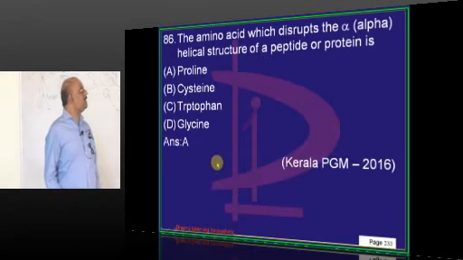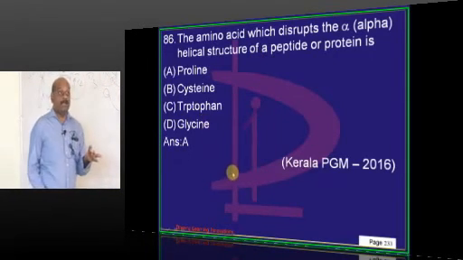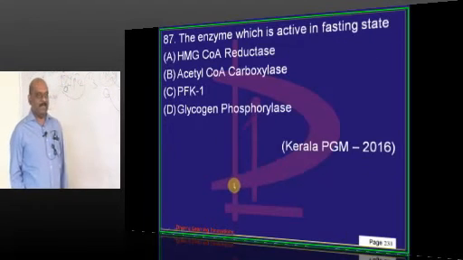Which amino acid will disrupt the structure? Proline. Proline disrupts the structure. Glycine can be accommodated anywhere, it being the smallest amino acid.